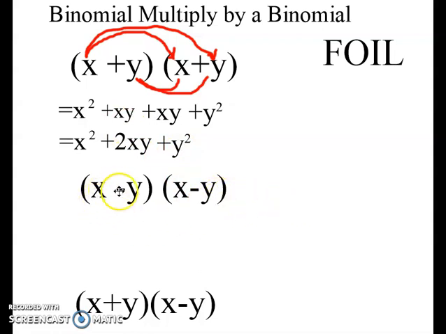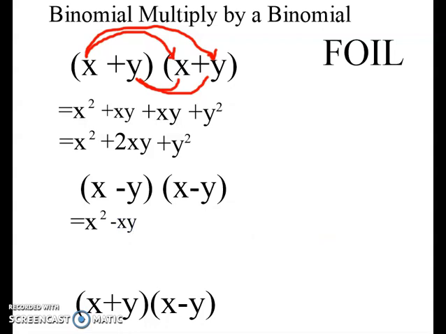When I have two negative values, x minus y into x minus y, so x times x will give me x squared. X times negative y will give me negative xy, because a positive times a negative is a negative.